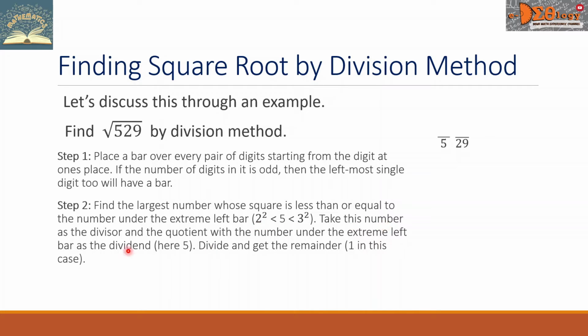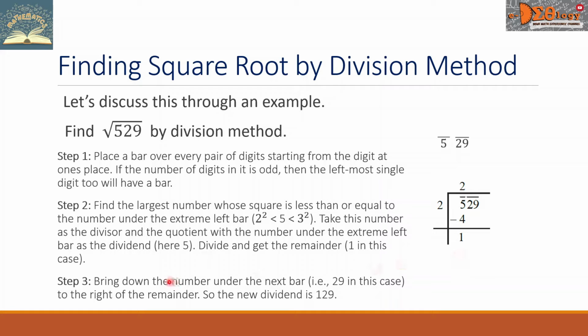We take this number as the divisor, and the quotient with the number under the extreme left bar as the dividend. In here, it is 5. So, let us divide and get the remainder later. We divide this 5 by the number 2. And the answer is 2. Then we multiply 2 times 2 becomes 4. When we subtract, we will get the remainder 1.